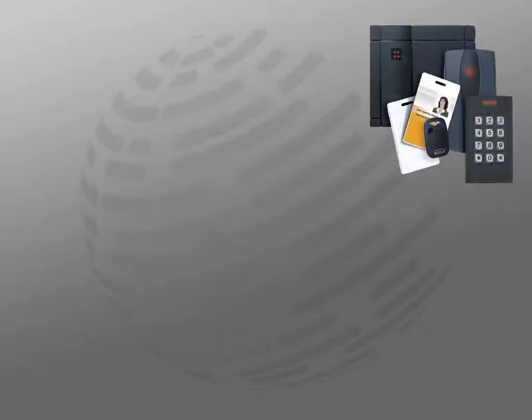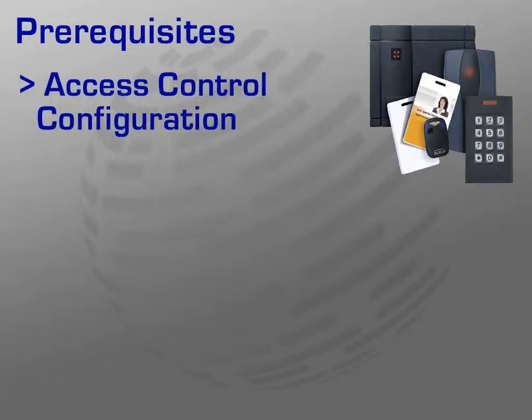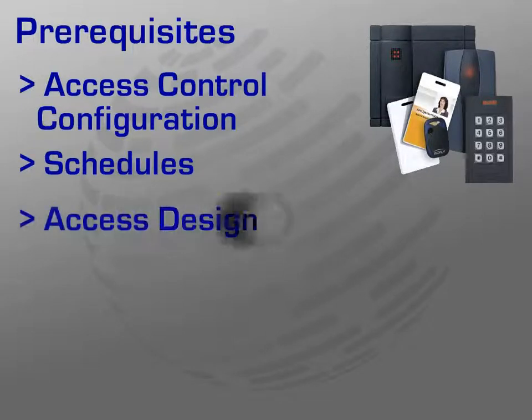Before getting started with the identity configuration, there are several prerequisites that must be completed. First, you should have completed your access control configuration. To include your controllers, reader interfaces where applicable, readers, and finally your doors. Additionally, you should have already defined various schedules that can be used to assign or restrict access during specific hours. Finally, you should have given some consideration to the overall access control design.